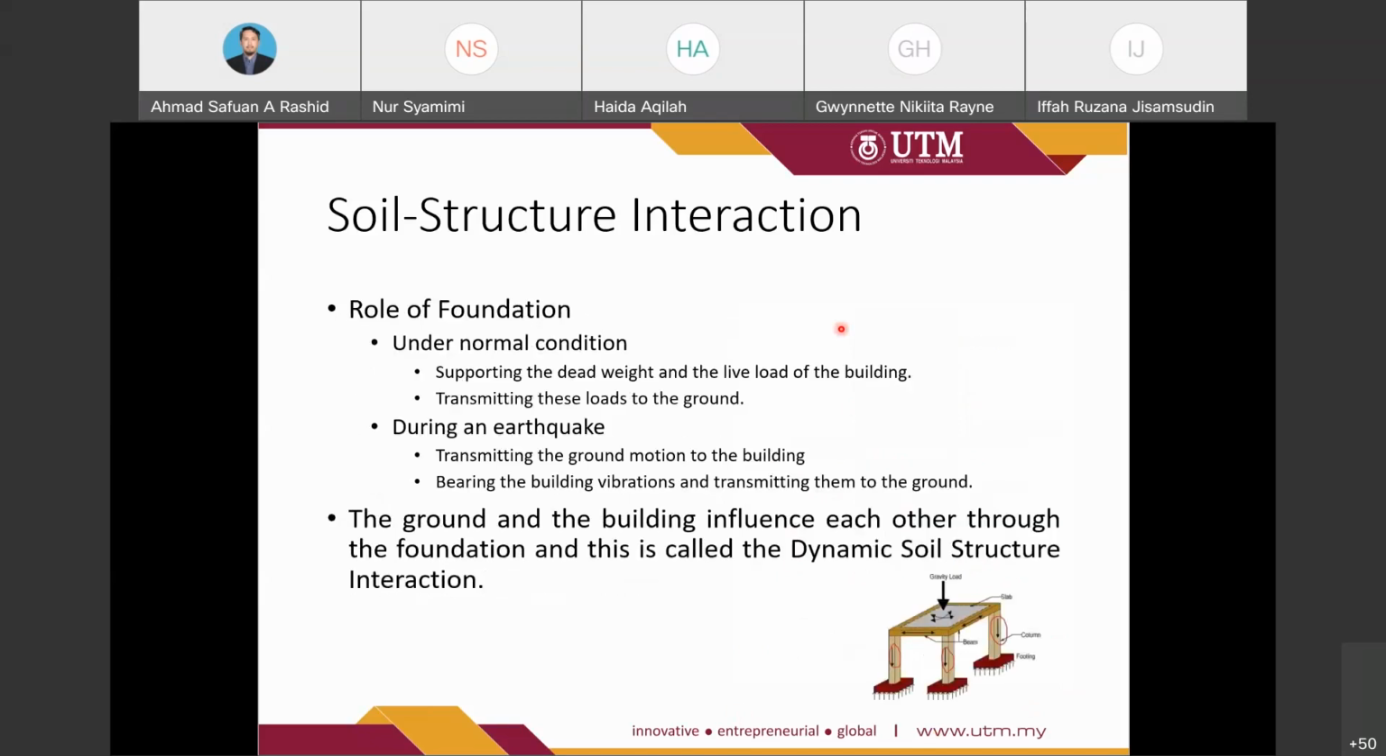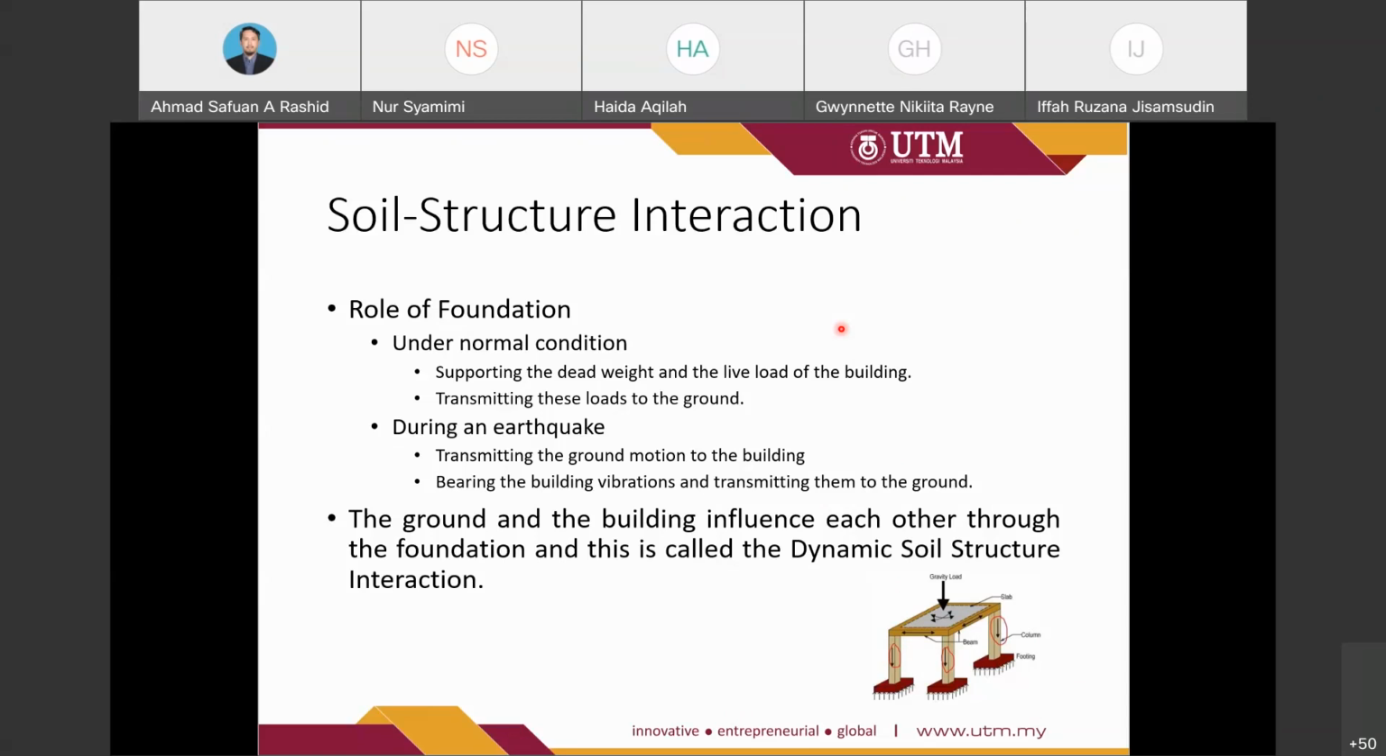So the role of the foundations, under normal conditions, is supporting the dead weight and the live load of the building, and then transmitting this load to the ground. But during an earthquake, it transmits the ground motion to the building, bearing the building vibration and transmitting it to the ground.